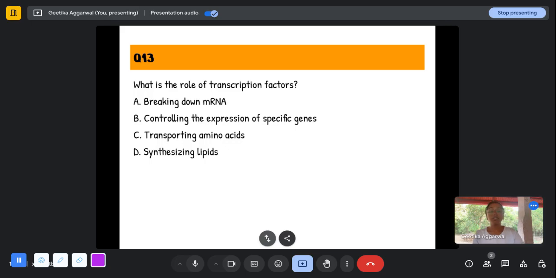So, the correct answer here is controlling the expression of specific genes. As we discussed, transcription factors are proteins which attach to the enhancer segments, and they then recruit the RNA polymerase to the promoter segments of the DNA, and that is how transcription begins. So, they control the expression of specific genes.